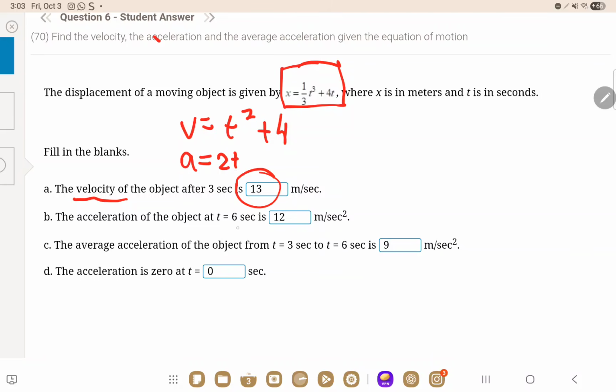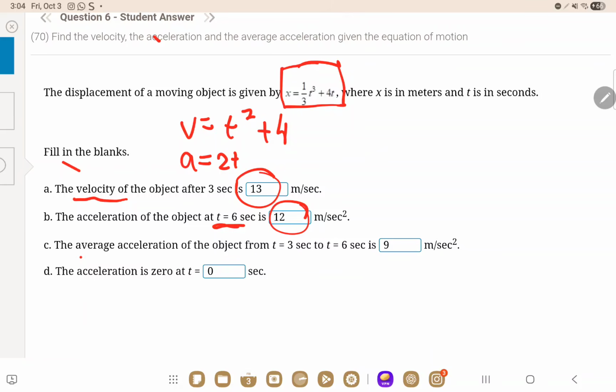So they want the acceleration at 6 seconds. By the way, when they tell you at a number of seconds, it is the instantaneous acceleration or instantaneous velocity. If they ask us for average or between a time interval, it's solved differently. But let's focus now, they're asking us for instantaneous acceleration, so 2 times 6 is 12. Here they're asking us for average acceleration.